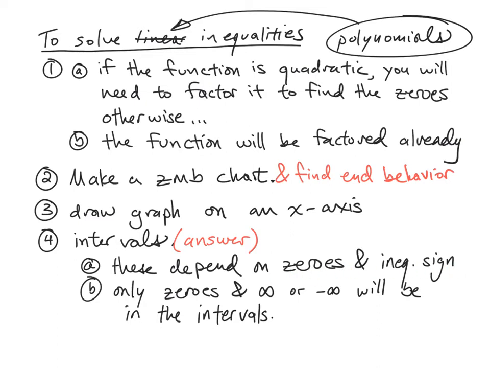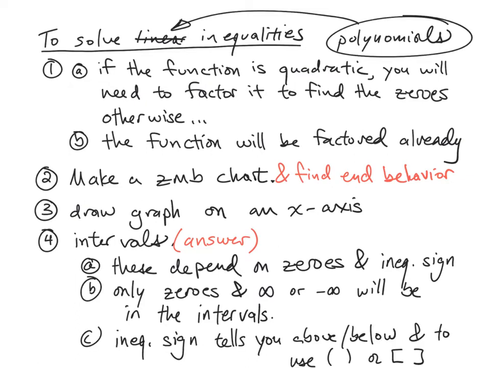Why do the intervals depend on zeros? Well, the zeros, only zeros, or positive or negative infinity, will be in the intervals. And why do the intervals depend on the inequality sign? Well, that tells you whether to look above or below, and tells you whether you should use parentheses or square brackets. Let's look at some examples.